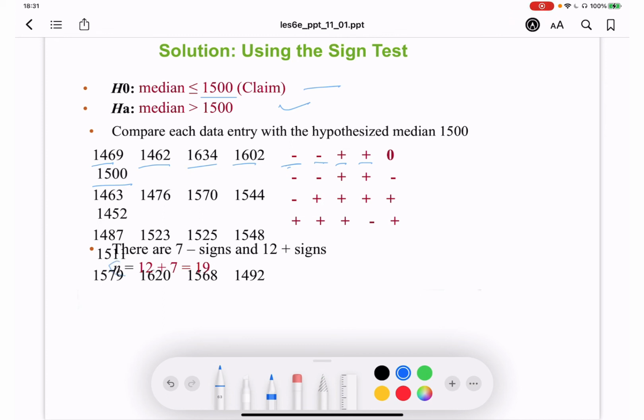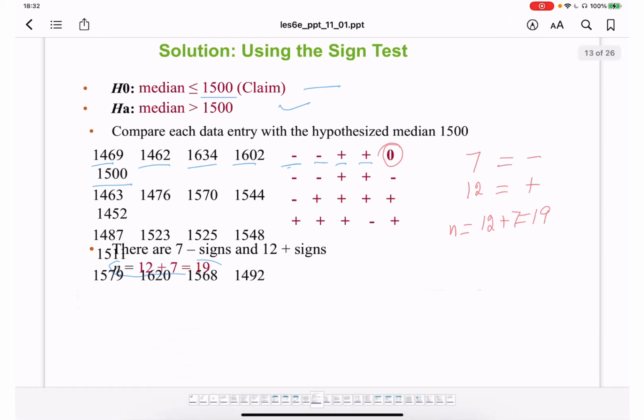Now, counting these signs, 7 are negatives and 12 are positive. So n is going to be equal to 12 plus 7, equal 19. Now pay attention, if n is equal to 19, the sample size is going to be 20, because this 0 is not counted in n, right? Okay, so we have the amount of negative and positive signs. Moving on.